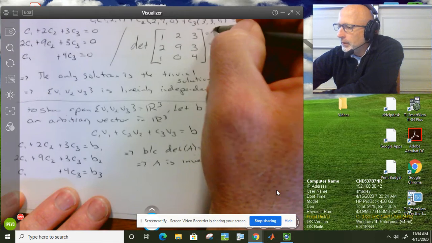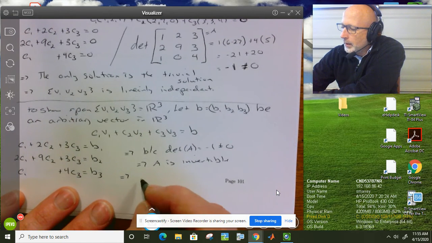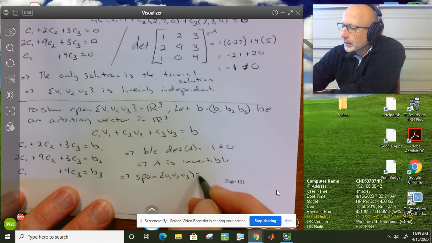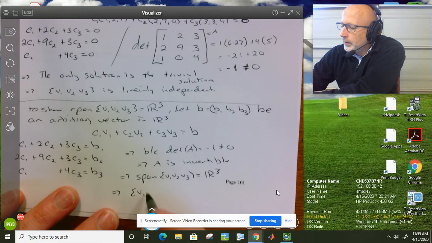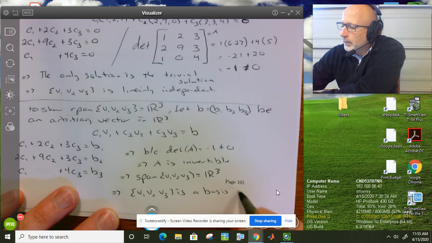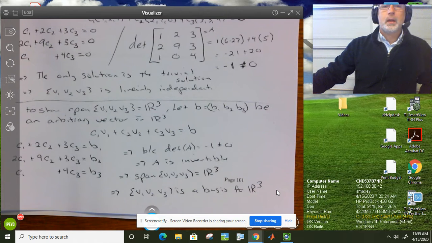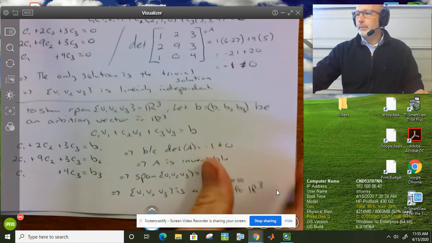And this thing right here is going to be equal to A. That's the thing that's equal to A, which implies that the span of v1, v2, v3 is equal to R3. Okay, which means that the set v1, v2, v3 is a basis for R3. Which means I can take any linear combination of those and map exactly to 3-space.